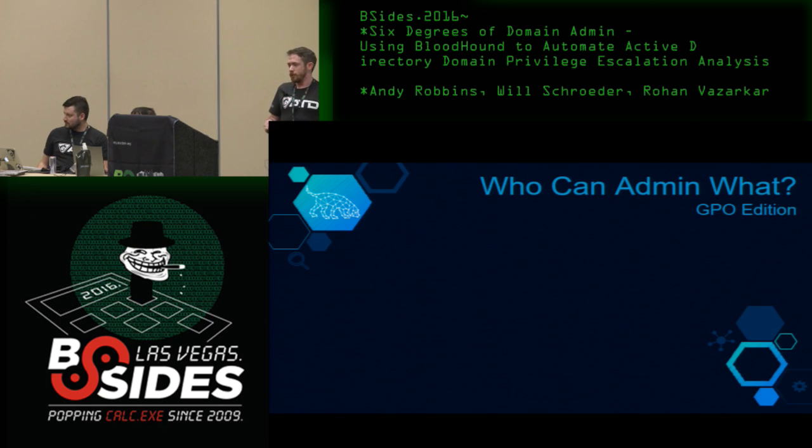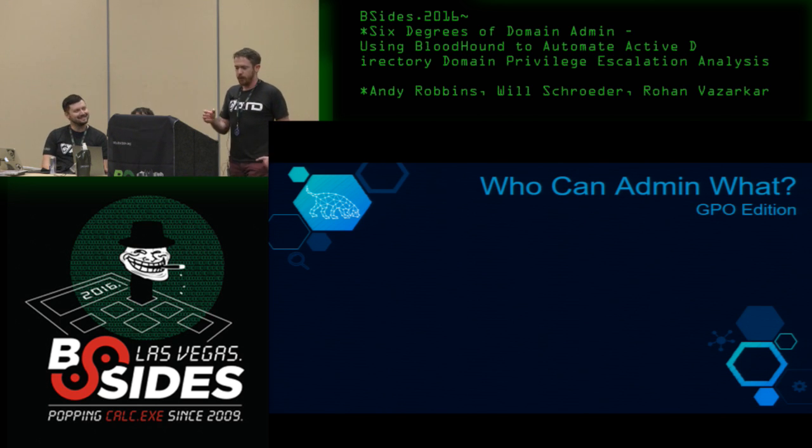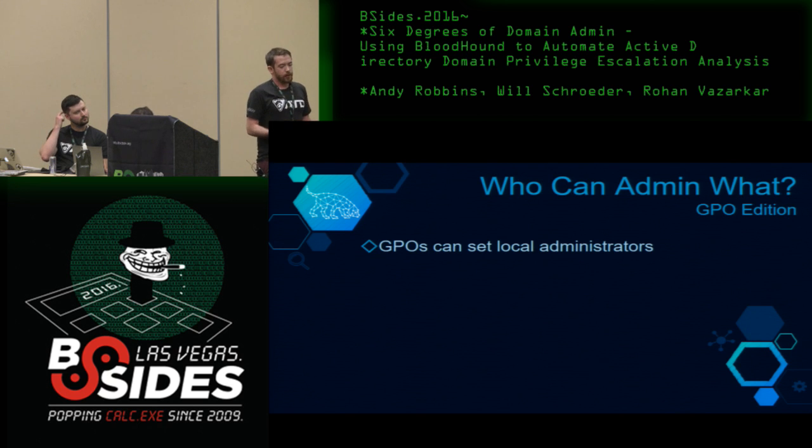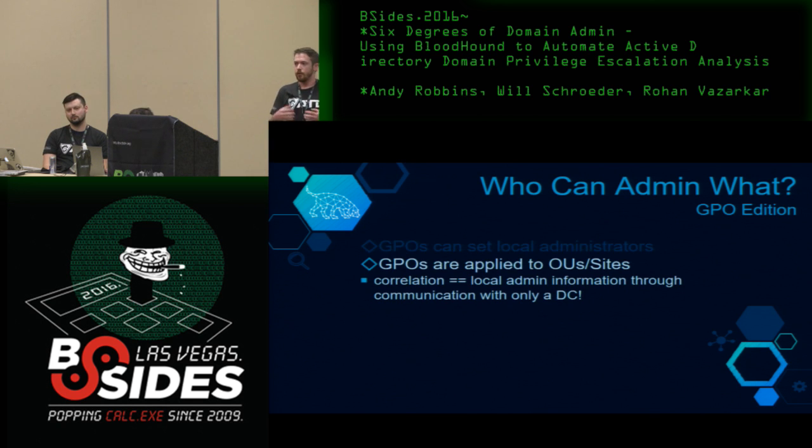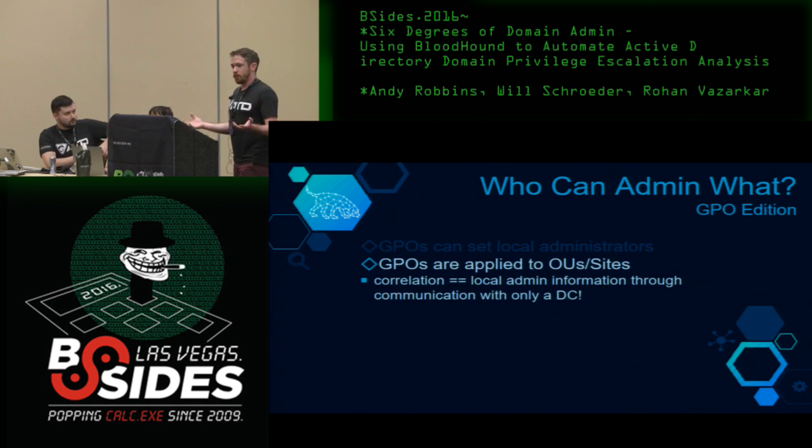This is a bit of a new addition. A few months ago, I did a little bit of work with Sean Metcalf, and we realized that you can actually correlate group policy object information to determine the same type of data. GPOs, group policy objects, are just collections of settings that are applied to particular machines. One of these settings is who is a member of the local administrators group on the machine.